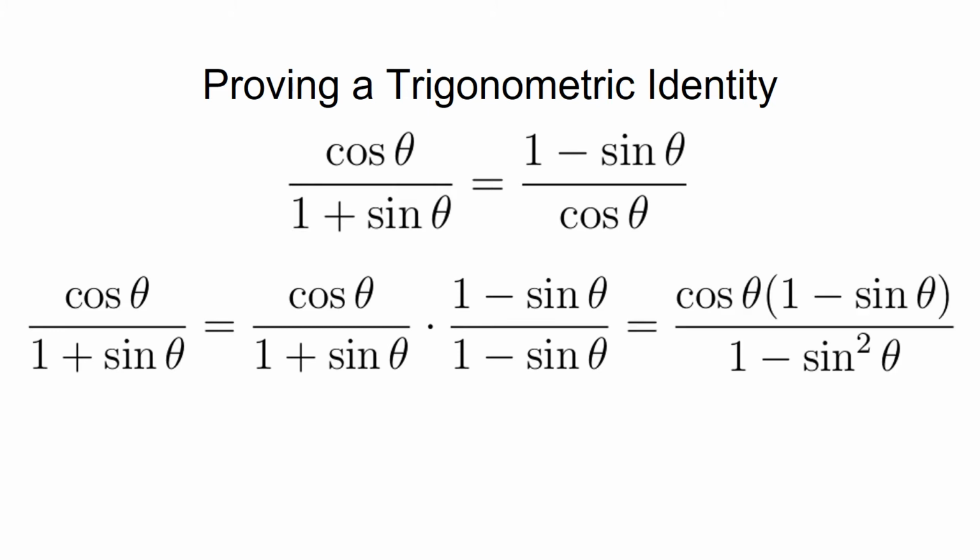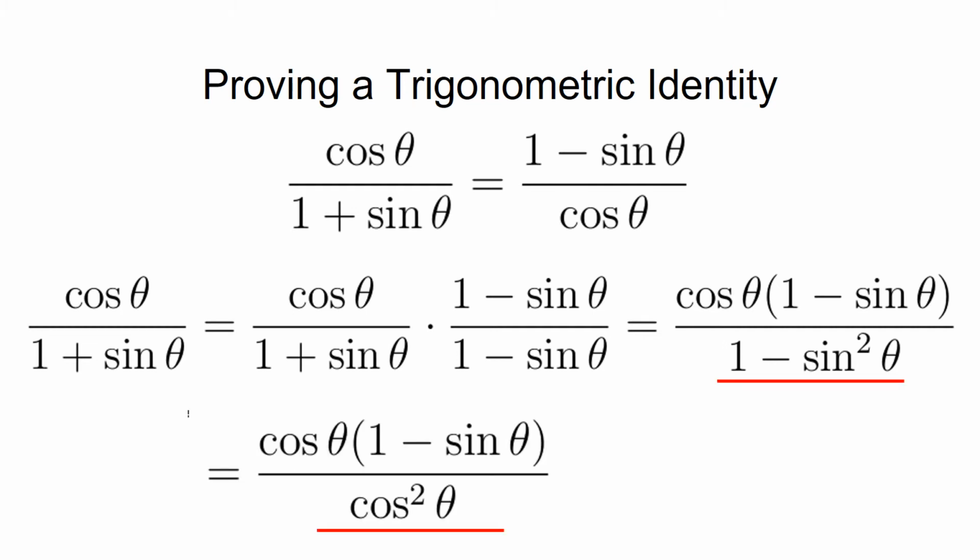When we do this, we obtain the product cosine theta times 1 minus sine theta in the numerator and 1 minus sine squared theta in the denominator. So the denominator actually looks more complicated than it was before. So why would we want to do something like that? The reason we do is because according to the basic Pythagorean identity, the denominator actually equals cosine squared theta.